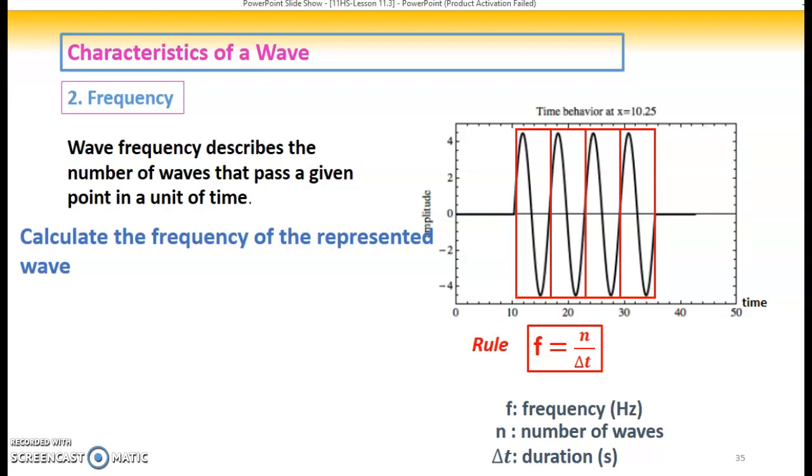Delta T: F equals N over delta T, which is equivalent almost to 4 over 35 minus 10. 4 over 25 seconds is 0.16 hertz. So instead of writing cycles per second, we have to use the SI unit hertz, abbreviated by capital Hz.